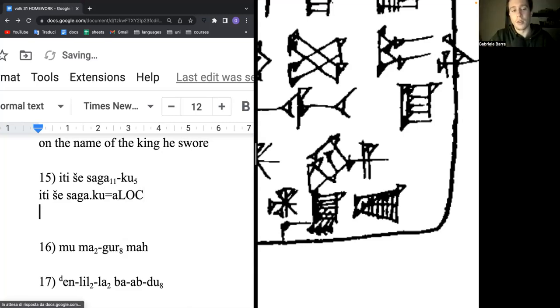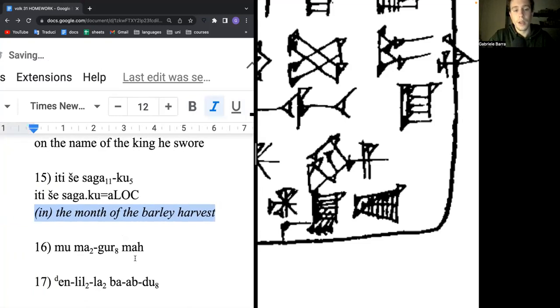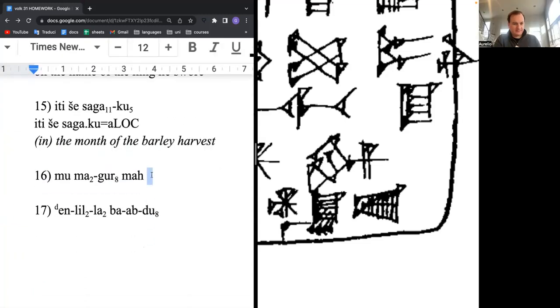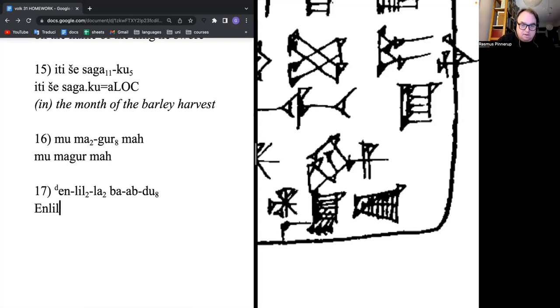Probably a locative after that. So in the month of the harvest. Mu seems to be year. Magur is a kind of boat, a barge, a commercial one. And it's splendid or magnificent. And why is it magnificent? Whose boat is it? Enlil's boat. Something about Babdu.